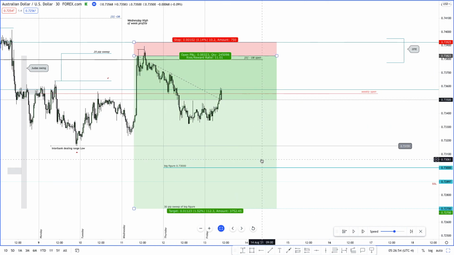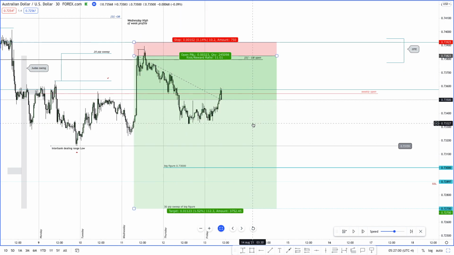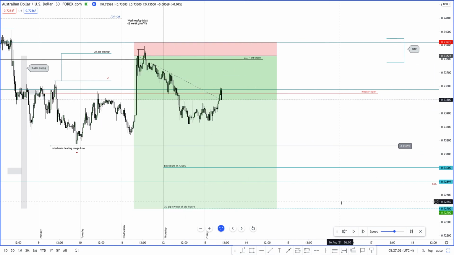But I did state that because Thursday was an inside range day, we didn't take previous day's high or previous day's low, it meant that Friday was going to be a big range day. Okay, so if we play this along and see what happened on Friday.